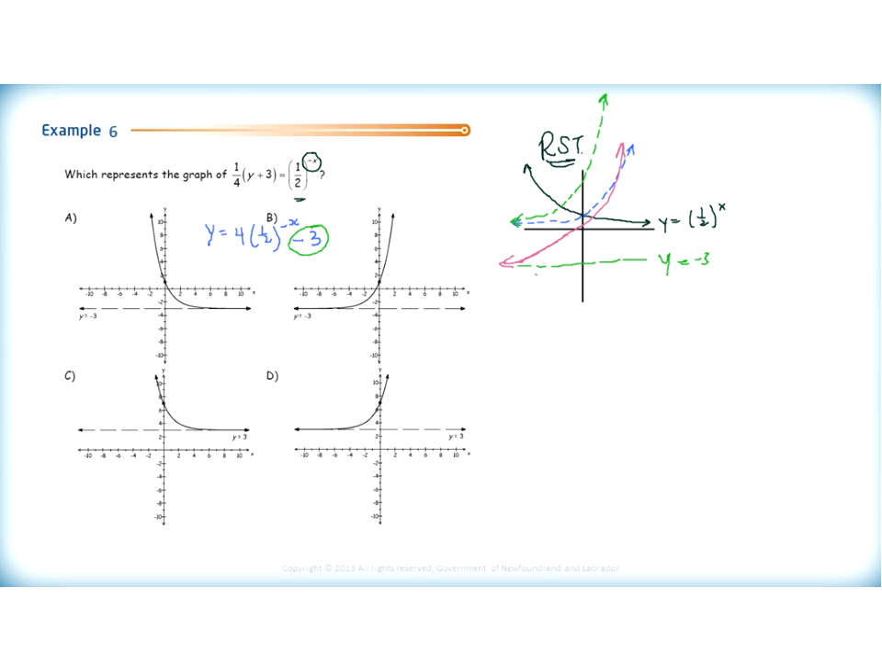The correct answer is B, isn't it? That's the only one there that's even close to what I just sketched. So the correct answer has to be B. So again, I would do these by considering RST in that order. Do all the translations in the correct order, and you should get some idea what the graph looks like.